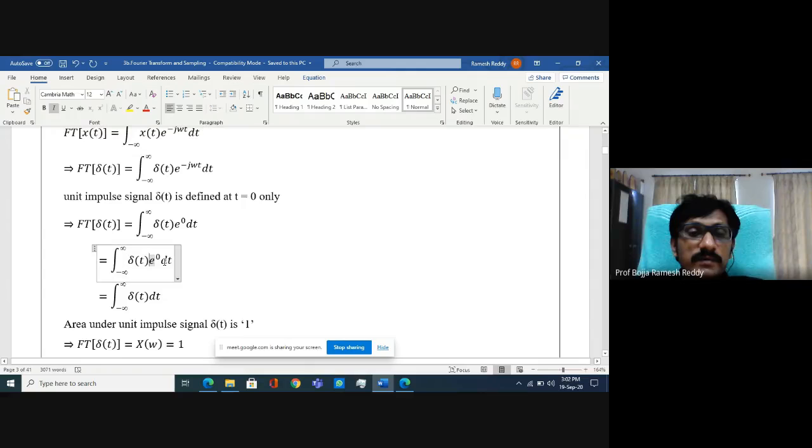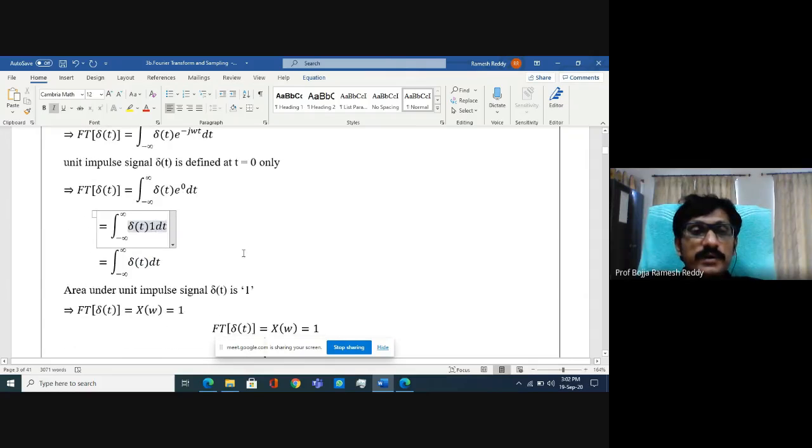That is 1 simply. Therefore, it is the integral of del of t. You know, this is equal to the area under the impulse signal. Area under any impulse signal is 1. That is the property: the area under any impulse or unit sample signal del of t is 1. Therefore, this integral is equal to 1. Fourier transform of del of t is equal to x of omega is equal to 1.